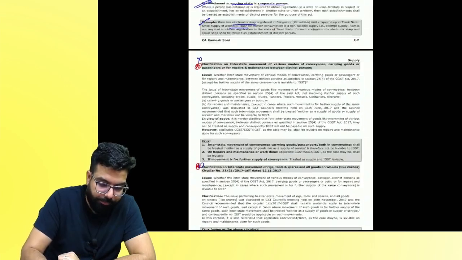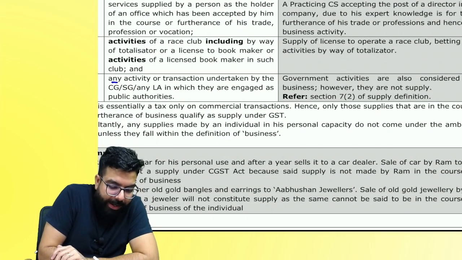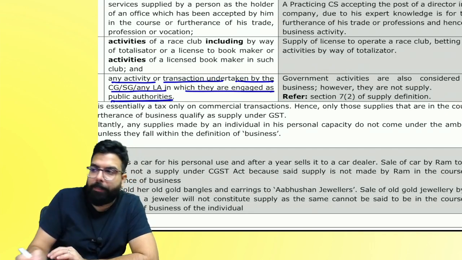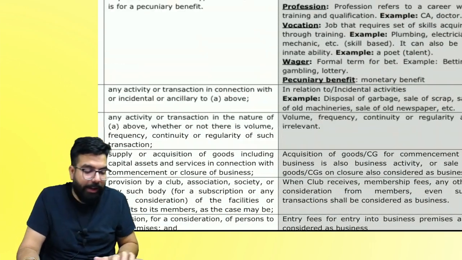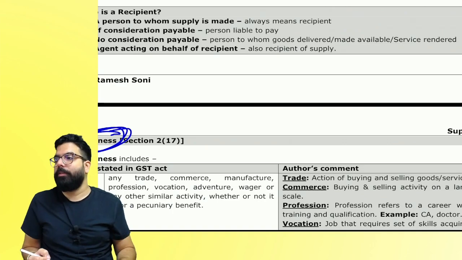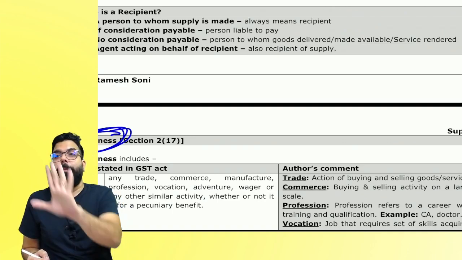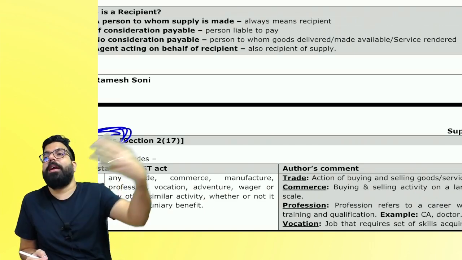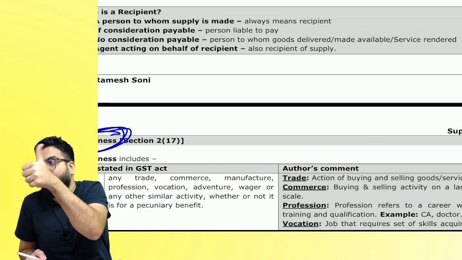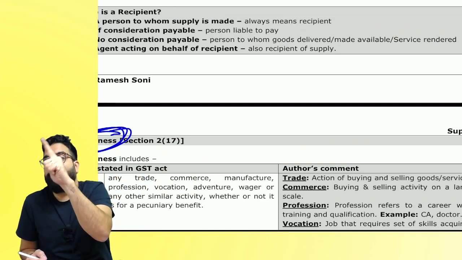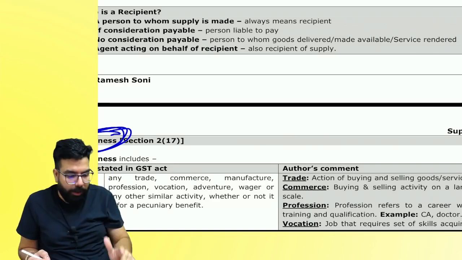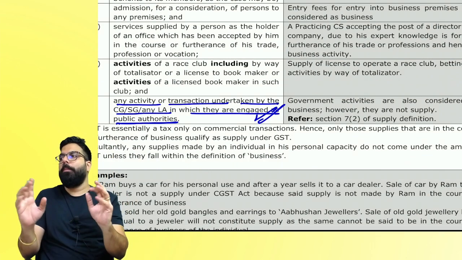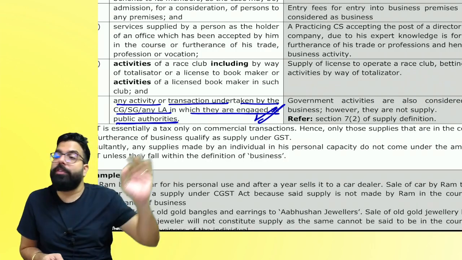Here, if you see, if any activity or transaction is done by the government which are engaged as public, it means if they are doing an activity for the public, that is also business. Do you guys agree with me? So, is it an activity? Is it a consideration? Government collected garbage from your place. Is it an activity by the government? Is it for a consideration? If government charges a consideration, is it their business? No, because the business definition says, when government is doing an activity for the public, that is also business. Clear? So GST should come.